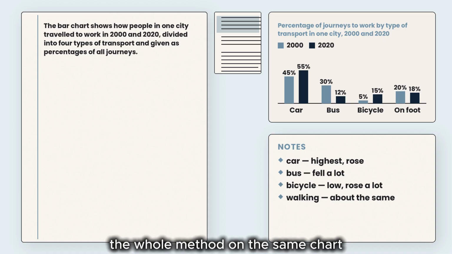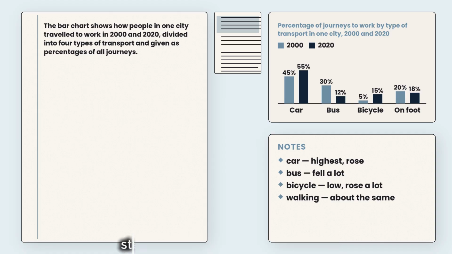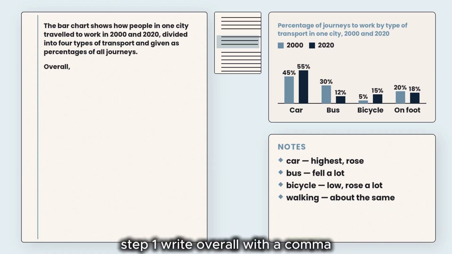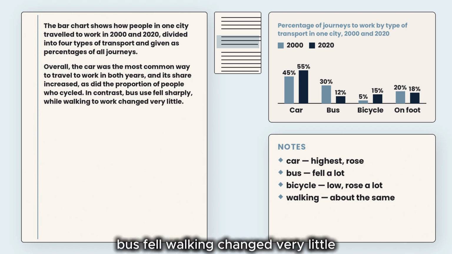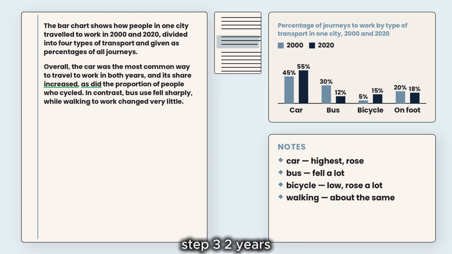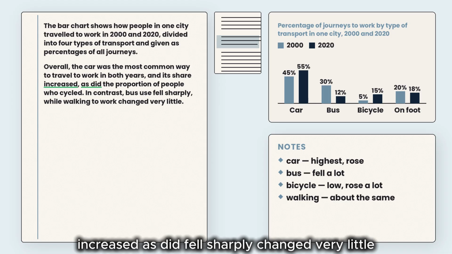The whole method on the same chart. The introduction is already written. Step 1, write overall with a comma. Step 2, main trends. Car and cycling both rose, bus fell, walking changed very little. Step 3, 2 years, so each claim shows change. Increased, as did, fell sharply, changed very little.